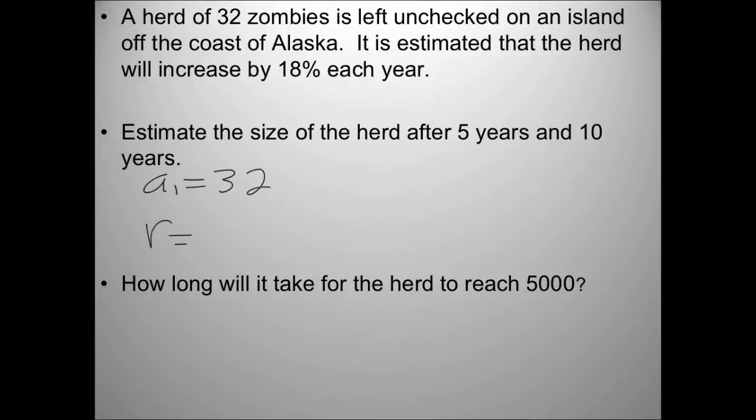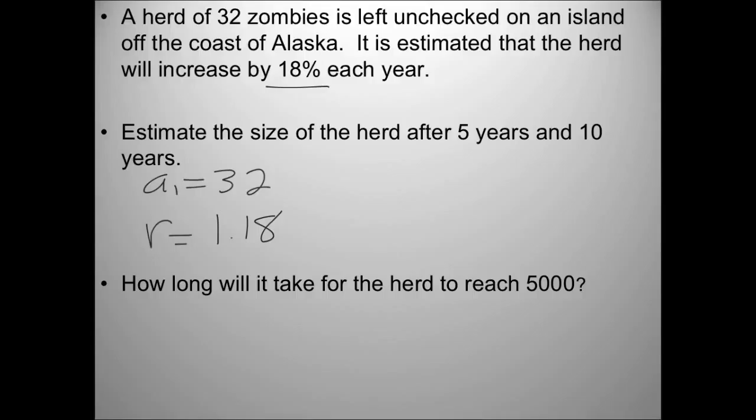Now, it's really important we understand the idea of our common ratio when we're dealing with percentages. So I'm increasing by 18% every year. That's in addition to what we already have, which is the 100% our population represents. So if we're increasing, then we're going to be adding 18% to 100%, and we get 1.18 as our common ratio. If instead our population was decreasing, then we'd be subtracting the rate from 100%. So we would have had 0.82 if our zombie population was decreasing. But again, since we're increasing, we're going to add that value to 100% to get 1.18.